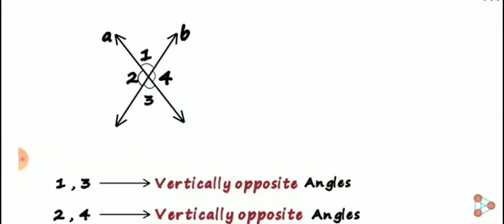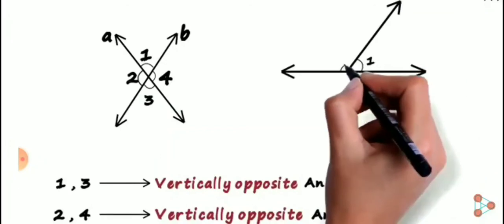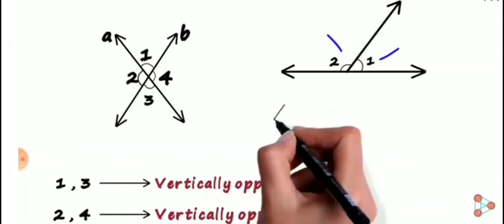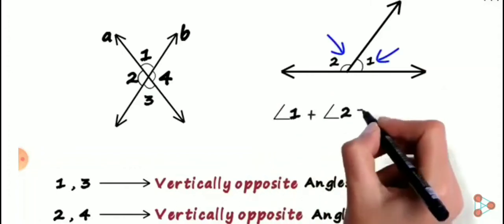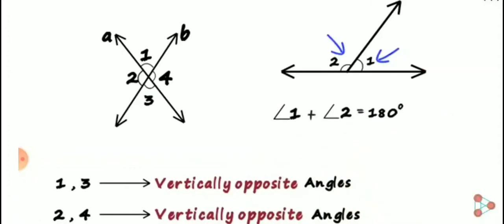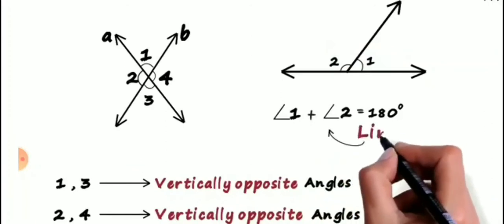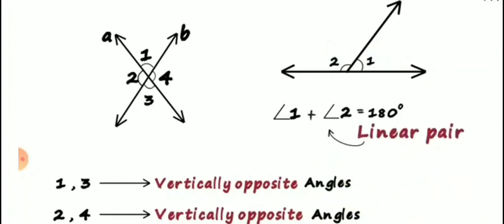Most of you would be familiar with the second concept though. If we have a line on a plane and a ray from any point on the line, then two angles are formed, angle 1 and angle 2. The sum of these two angles will always equal 180 degrees. Angles 1 and 2 form a linear pair. They are called linear because together they form a line.